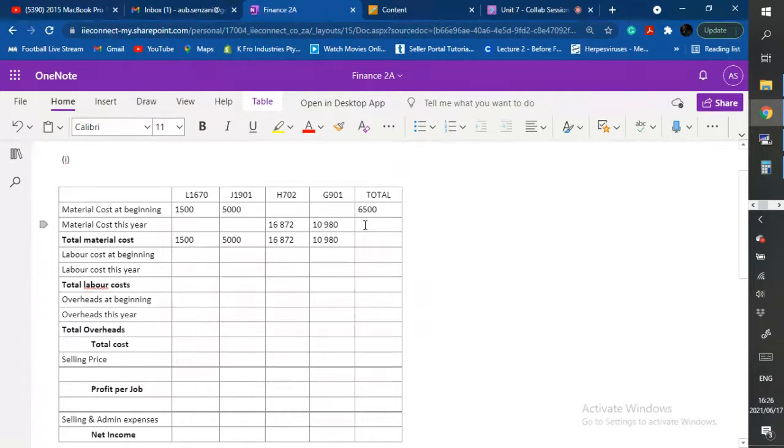Okay, right. Okay, so I'm just going to get the totals for you guys. So here you should have 27,852. Okay, and here you're going to have 34,352.